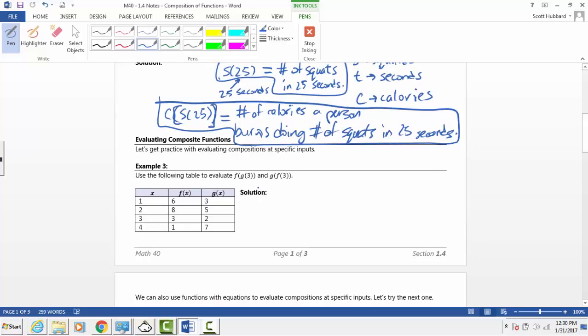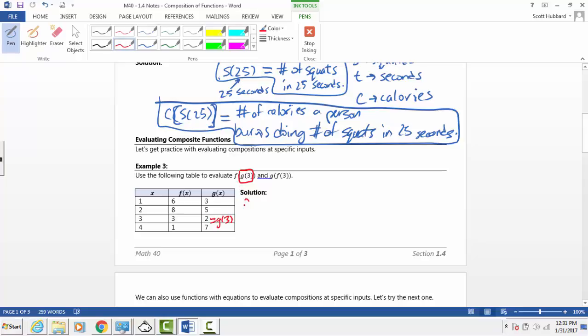Let's get practice with this: f of g of 3 and g of f of 3. So remember, order matters. When it asks us to do g of 3, here are our inputs, 1, 2, 3, 4, and here are our functions. I don't know what these functions look like. All I know is a table. So we want to evaluate g of 3 first. So let's find g of 3. Write that in red. G of 3, remember 3 is the input. So the input is right here, x. I find 3, and then I figure out what g of 3 is. So 2 is equal to g of 3.